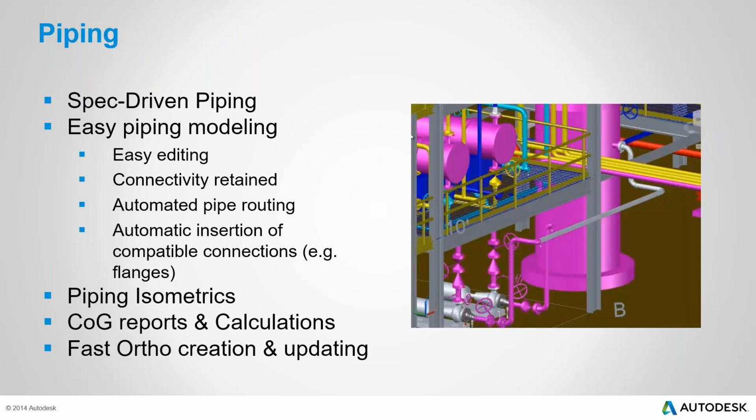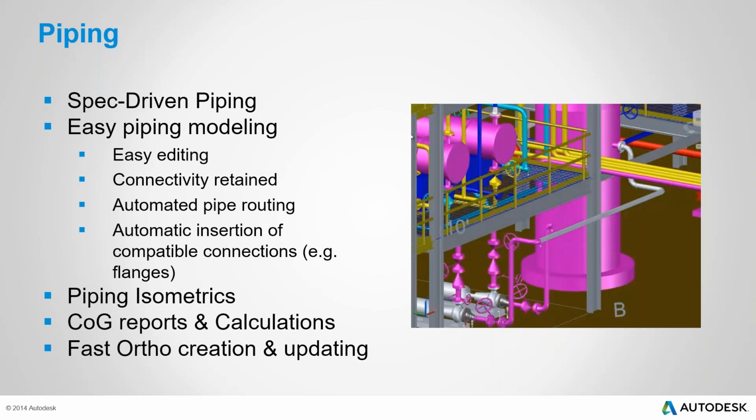Now, the other important piece of your plant project is your piping. So Plant 3D again has a capability for piping. And when I say piping, we already had the specification and the catalog facilities which are available in Plant 3D. So you could do spec-driven piping, in both the automatic and the manual way of routing your pipes.